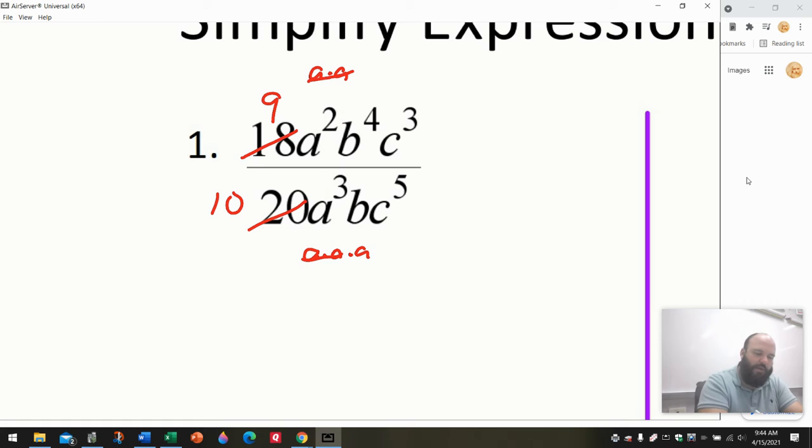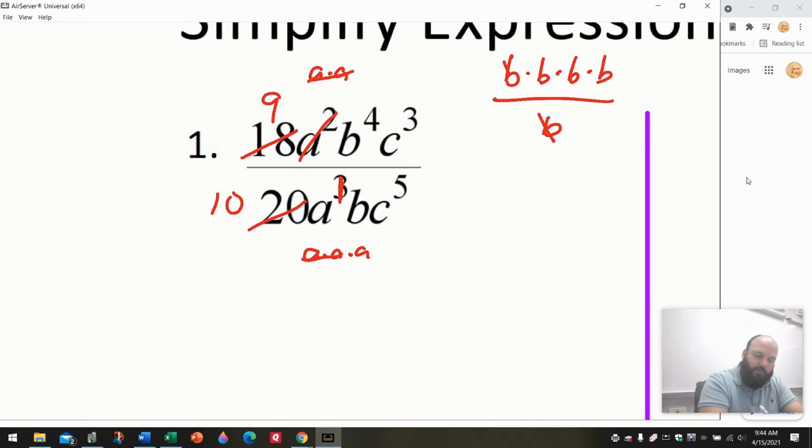So in this case, 2 minus 3, which is negative 1. Now, because the exponent is negative 1, it means it goes down to the bottom. And so what we're actually left with is a to the first power on the bottom. Now, looking at the b variables, you can see I have b to the fourth over b to the first. Once again, you can think about these as having 4 b's on the top and only 1 on the bottom.